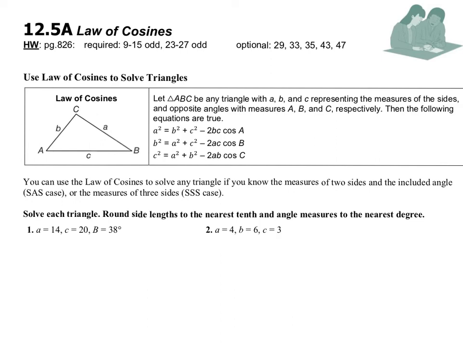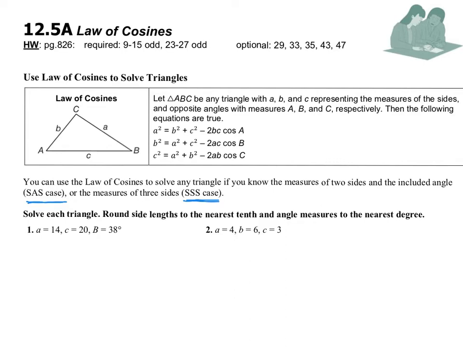First half of lesson 12.5, we're learning about the law of cosines. The law of cosines can only be used if you're given all three sides of a triangle, or if you're given two sides and the angle in between.